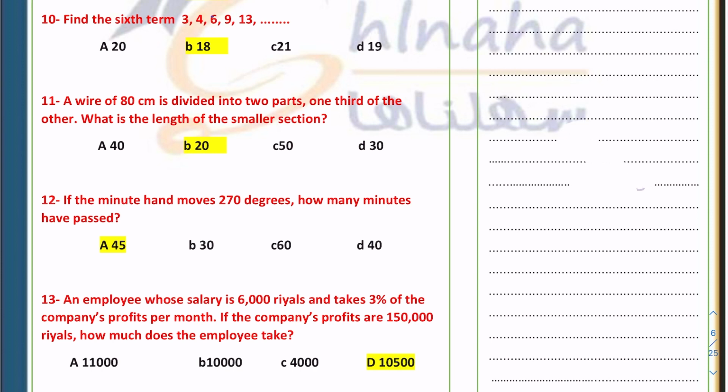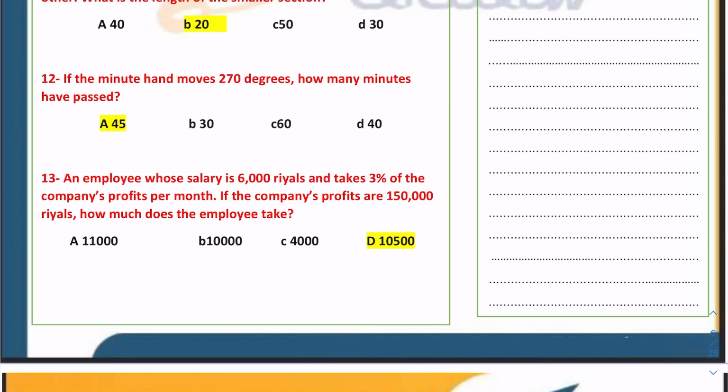Now let's take the question. If the minute hand moves 270 degrees, how many minutes have passed? Okay. You have to remember that 1 hour, which is 60 minutes, is equal to 360 degrees. Each 1 hour is 360 degrees.